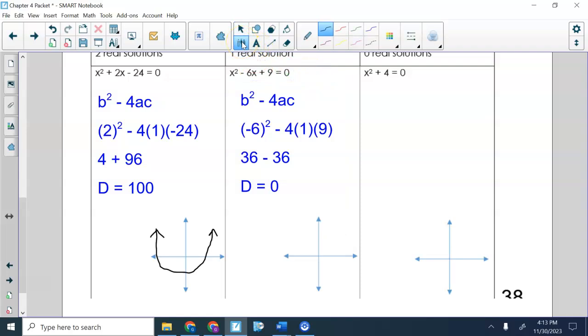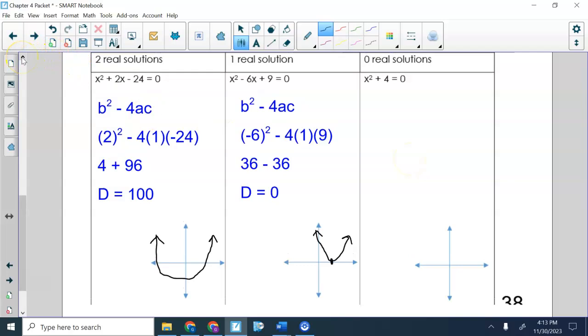So on our graph, what was the answer? 3, just like that one we did in the warm-up. So it's just going to touch at 3 and then turn back around. So instead of 2 times where it crosses, it's just going to cross at that 1 time. Okay, and then the last situation, you have no real solutions if you get that discriminant to be a negative.